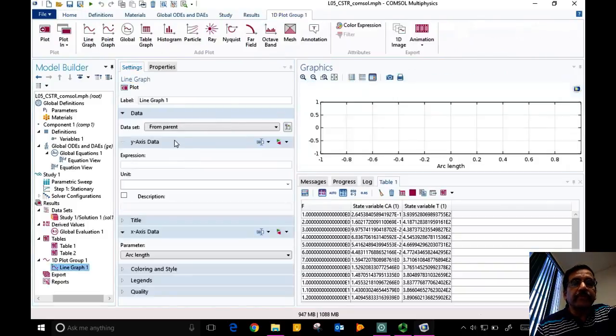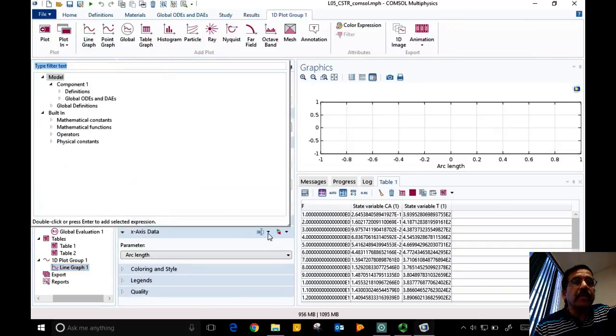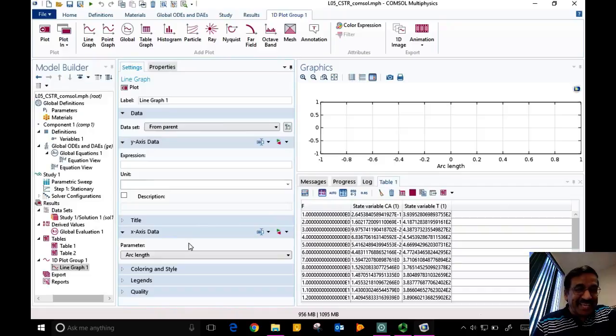Line graph. X-axis data. I have no idea what I'm doing now. I better stop at this point. It is possible to plot this, okay, one against the other.